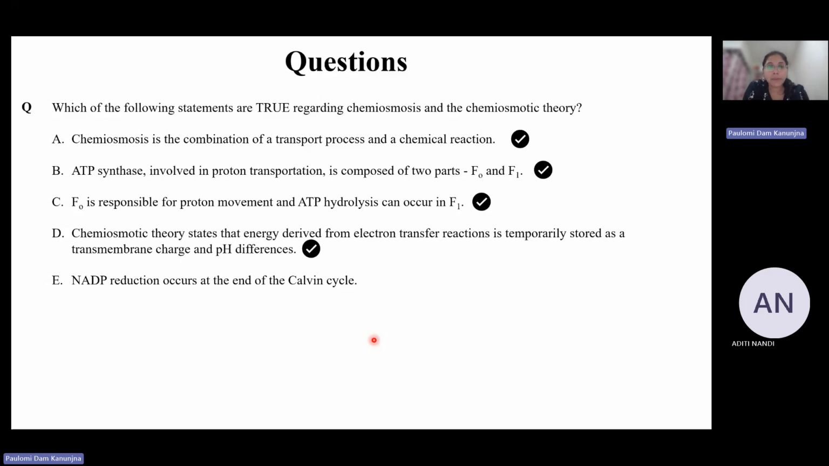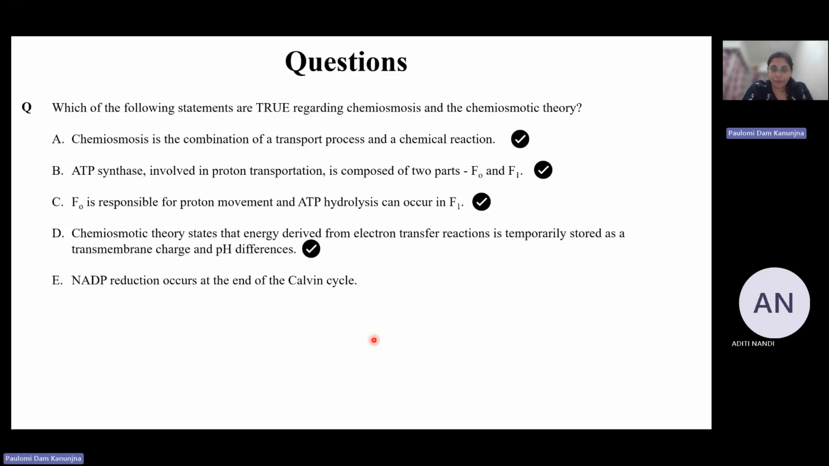Anyways, the first statement says chemiosmosis is a combination of a transport process and a chemical process. Yes, we know that the transport process moves your protons down the proton gradient. And the chemical reaction is ATP synthesis that we have already looked into. The second one says ATP synthase involved in proton transportation is basically two parts, FO and F1. Right. The third one says FO is responsible for proton movement and ATP hydrolysis can occur. That's what it's saying.